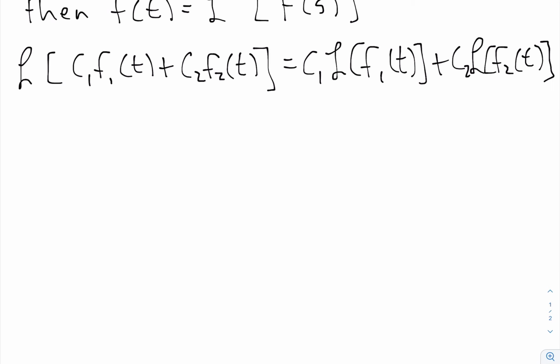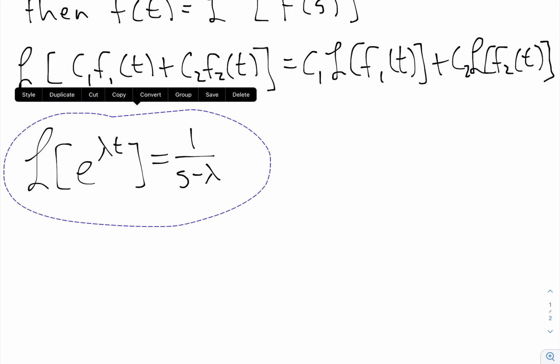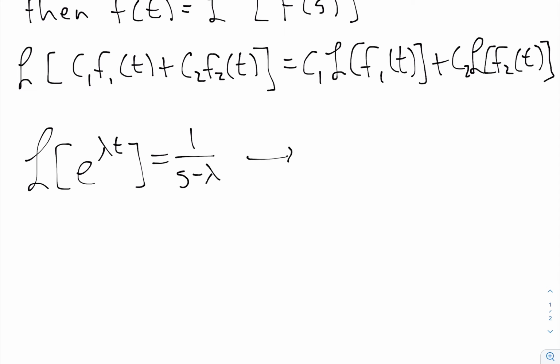Okay, so now that you know that, let's build our table. So the Laplace transform of e to the lambda t was equal to 1 over s minus lambda, and I'll move this over a bit. Okay, so now if we go the other way, that must mean the inverse Laplace of 1 over s minus lambda is equal to e to the lambda t, and that's 100% true.